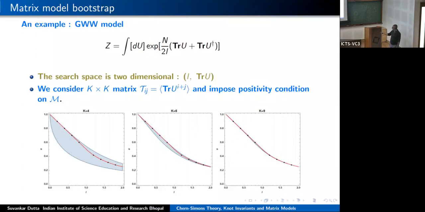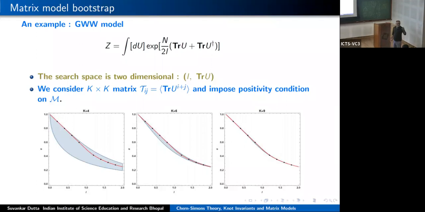So if you plug it in Mathematica, these are the plots done by some of our PhD students who are actually working on this problem. If you take K equals 4, that means if you take a 4x4 matrix and demand the positivity condition, this is the region you get. The y-axis is trace U, the x-axis is L, the coupling constant. This is the region you get, and the red line is the exact solution. You increase the value of K, you can see the region converges to the exact solution. You take K equals 9, it almost matches. Okay, so this is how once you know this search space, you can actually calculate the partition function.